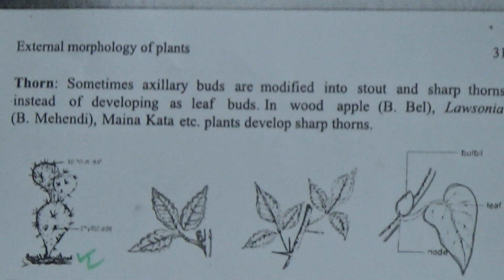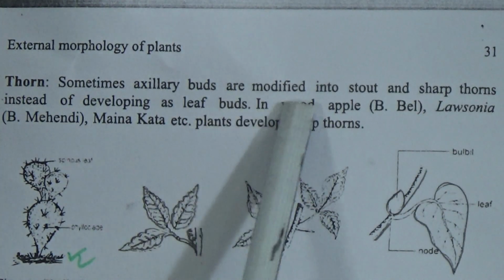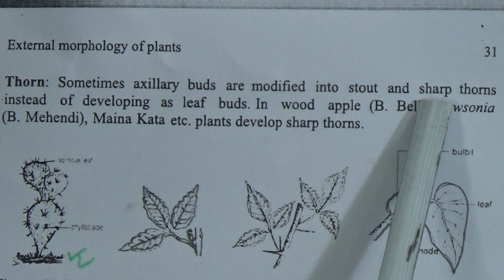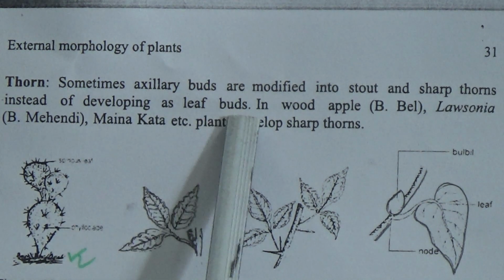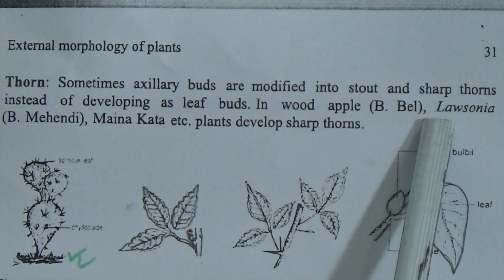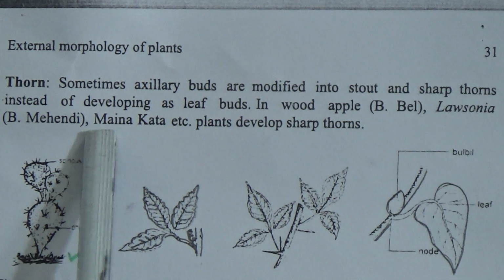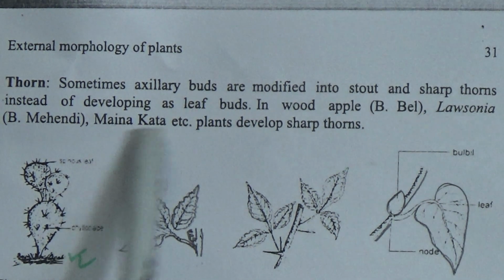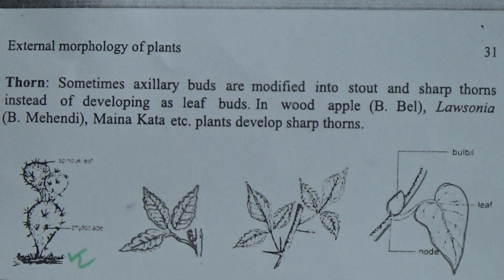Thorn. Sometimes auxiliary buds are modified into stout and sharp thorns instead of developing as leaf buds. In wood apple, Bangla name Bell, Lawsonia, Bangla name Mehendi, Mainakata, etc., plants develop sharp thorns. And here is an example of thorns.